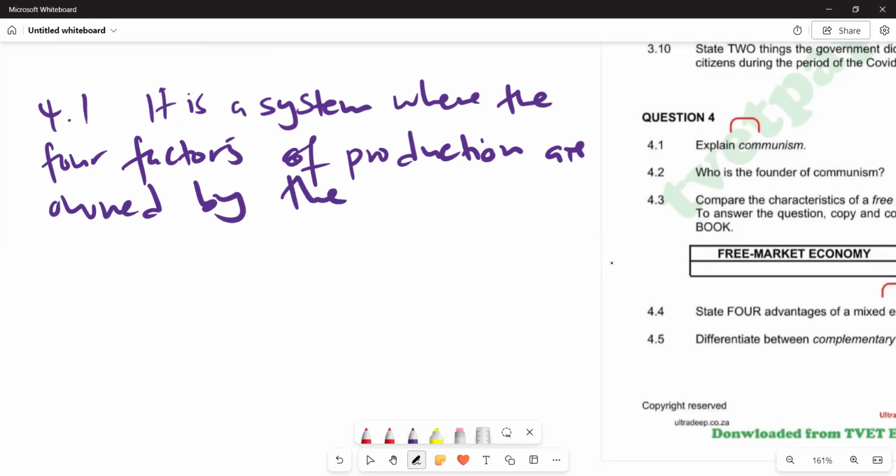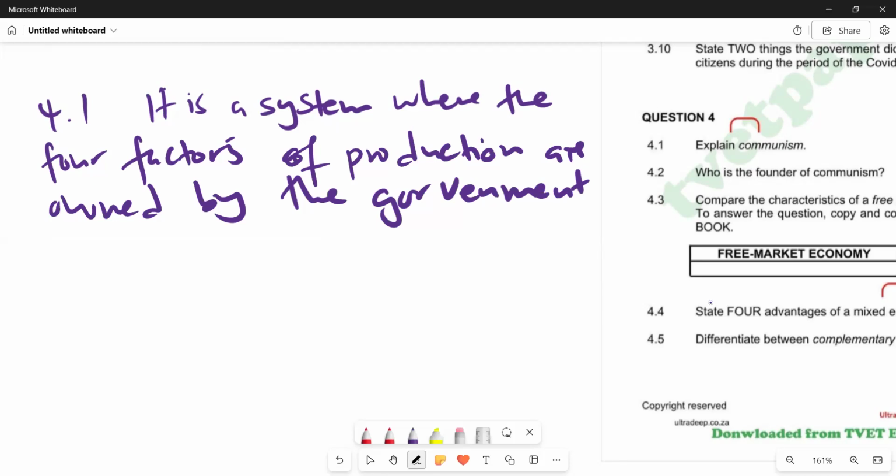So we know that the four factors of production that we have are land, labor, capital, and then entrepreneurship. So those four factors we are saying they are in the hands of the government. So basically, private ownership of those factors of production is being disregarded. So this is what we have in terms of 4.1.